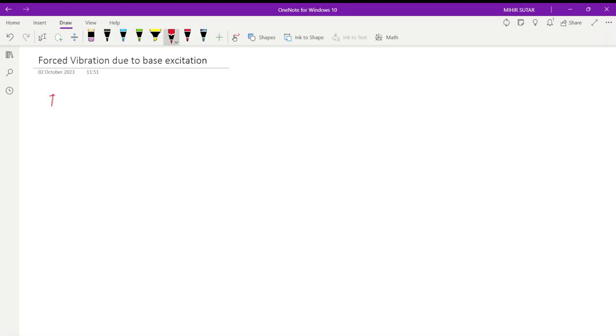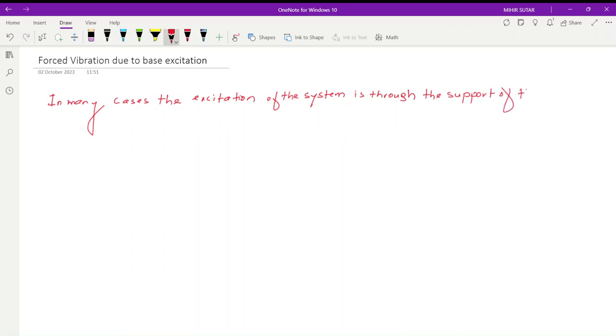In many cases, the excitation of the system is through the support of the base. Support of the base. Okay.